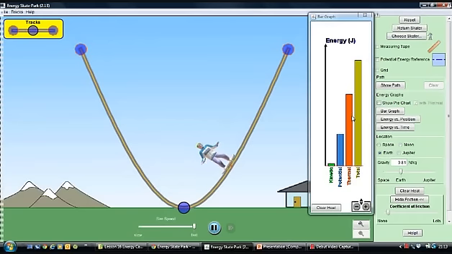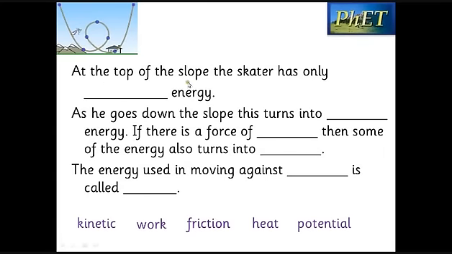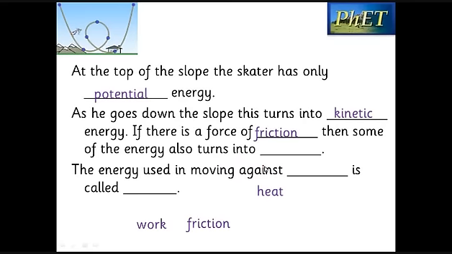So slowly all of the energy is turning into heat. More and more of the total energy is in the form of heat energy, and eventually if you leave him long enough he's going to stop in the bottom. So just to summarise that, at the top of the slope, when he's up here, he's just got potential energy. As he goes down the slope, that turns into kinetic energy. But if there's a force of friction, then some of the energy turns into heat, and the energy used in moving against friction has got this rather strange name, this scary word, work.